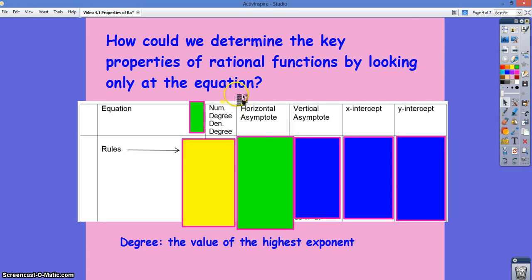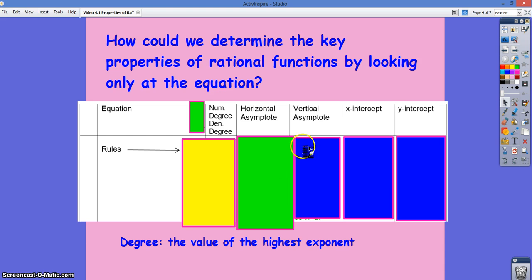Okay, now going back. How could we find this information if we were just given the equation, so without looking at the graph? Well, there's a couple of steps that we can follow that will always help us find this key information. What I want you to do is pause this video and copy this table. So you need 6 columns, 1, 2, 3, 4, 5, 6. Title each column as I have them here, and then in your first row or your second row, write rules. Go ahead and pause the video and copy this now.